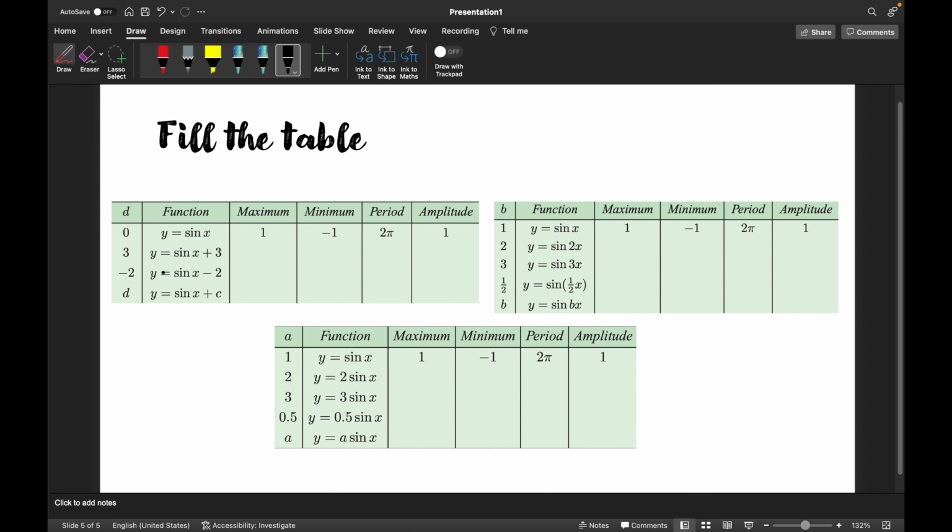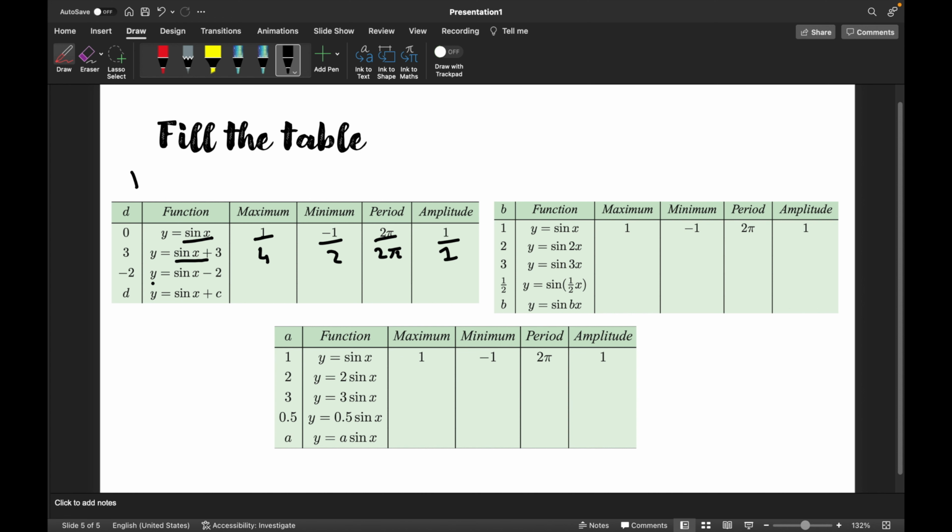So the first question is y equals sine x. The maximum would be 1, the minimum would be minus 1. The period is 2 pi and amplitude is 1. And now let's look at the second one, which is y equals sine x plus 3. We know that the max of this would be 1 plus 3, which is 4, and the minimum value of sine x is minus 1, so minus 1 plus 3 would be 2. The period and amplitude would remain the same.